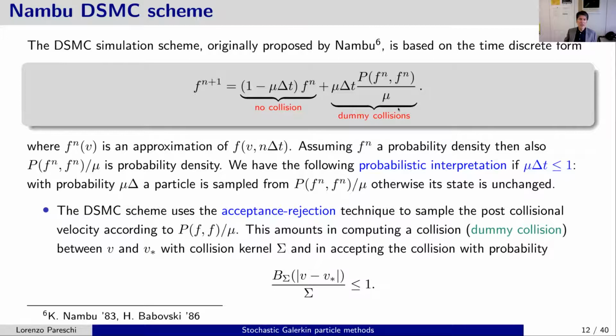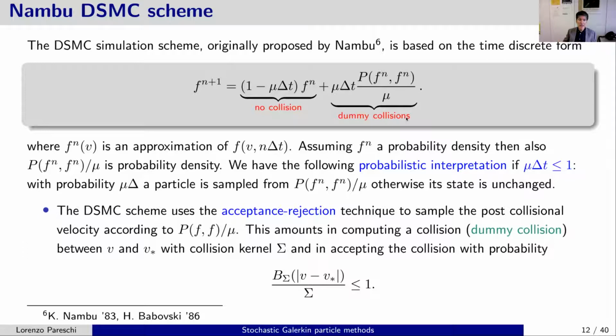So with probability one minus mu delta t, nothing happens. With probability mu delta t, you have to change your particle with a particle that comes from this distribution. So the crucial issue is how you get particles from this distribution, and what the direct simulation Monte Carlo method typically builds at this level is an acceptance-rejection technique, which samples essentially the post-collisional velocity according to this distribution. And the idea is quite simple. By using the upper bound of the cross section, capital sigma, we estimate a certain number of particles which are going to interact.